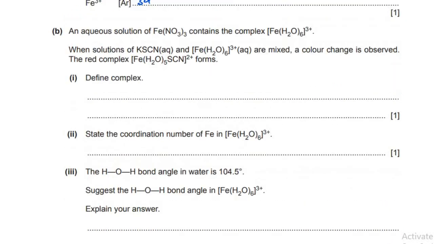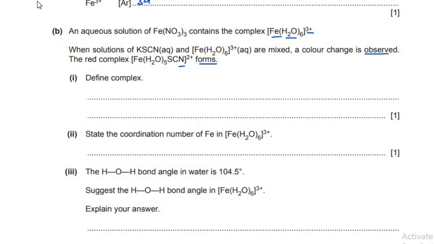Next is the B part. An aqueous solution of iron(III) nitrate, that is Fe(NO3)3, contains the complex [Fe(H2O)6]3+. When aqueous KSCN and [Fe(H2O)6]3+ are mixed together, a color change is observed. The red complex [Fe(H2O)5SCN]2+ forms.